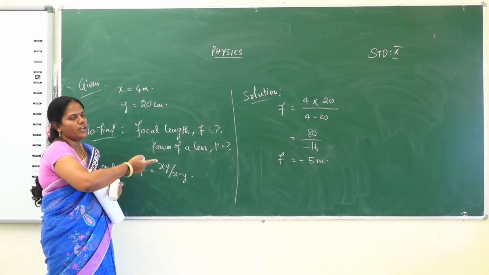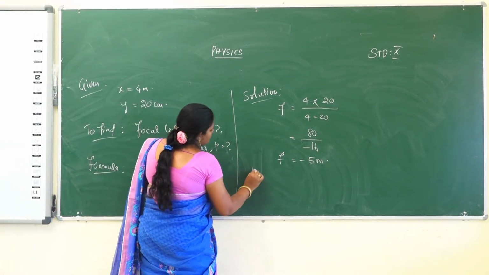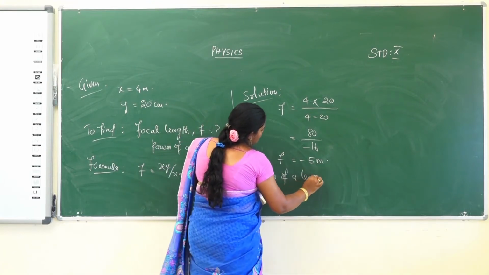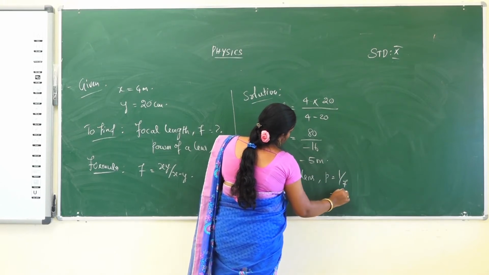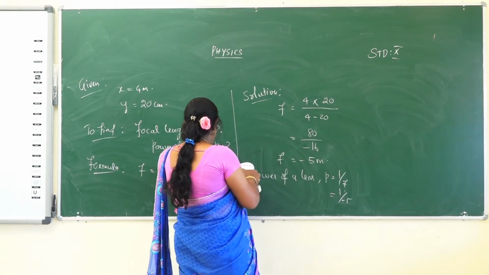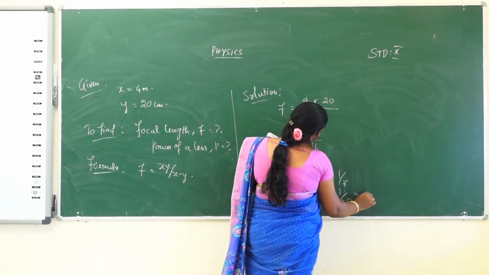Substitute the x value and y value, and easily calculate the focal length in meters. Next we will calculate the power of a lens. What's the formula for power of a lens? Power P is equal to 1 by f. So 1 by minus 5 is minus 0.2.